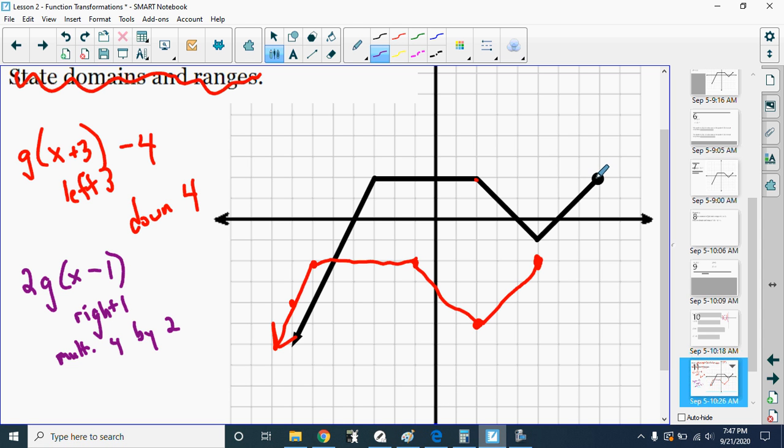So I'm going to take a point, move it right 1, and take its y value, which is 2, and double it. So now it's at 4. This point right here, I'm going to move it right 1. Its y value was negative 1, times 2 is negative 2. And a straight edge would help. This point here goes right 1. It had a y value of 2, times 2 is 4.